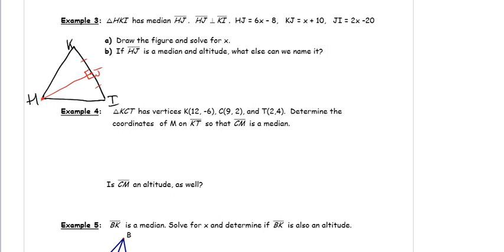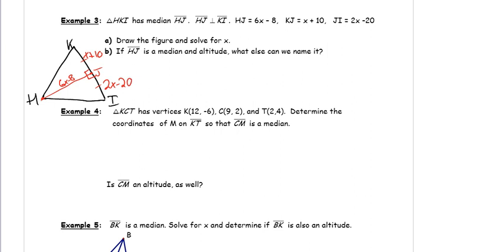HJ is 6x minus 8. So this is represented as 6x minus 8. KJ is x plus 10, so some number plus 10, and JI is 2x minus 20. Draw the figure and solve for x.